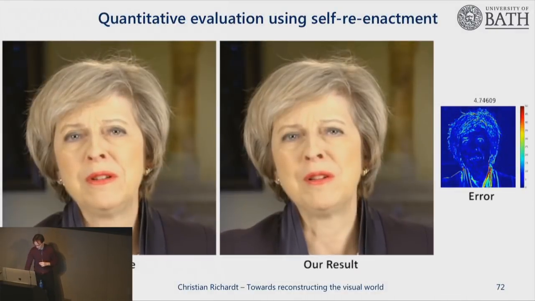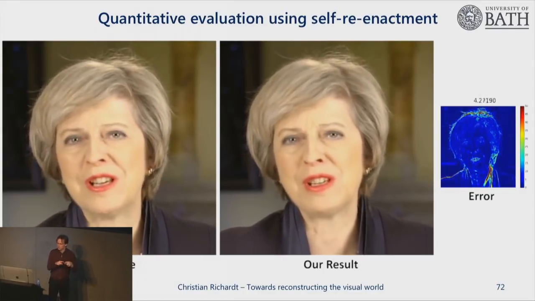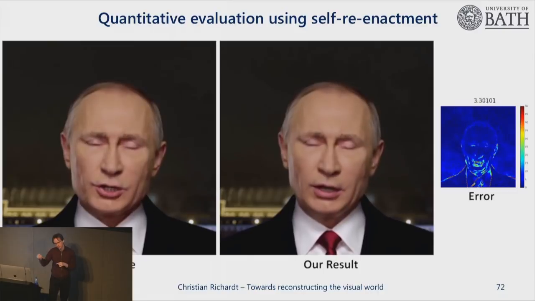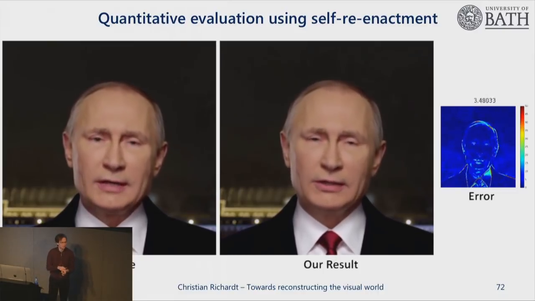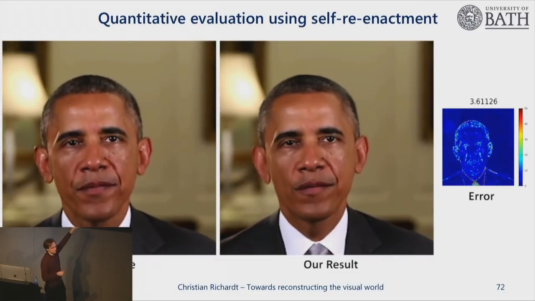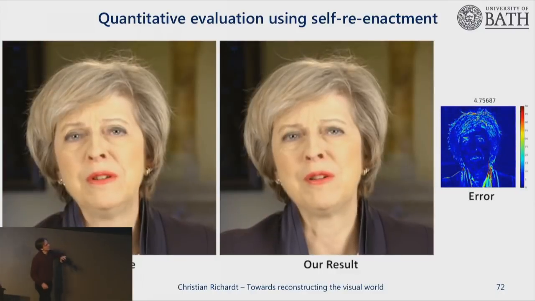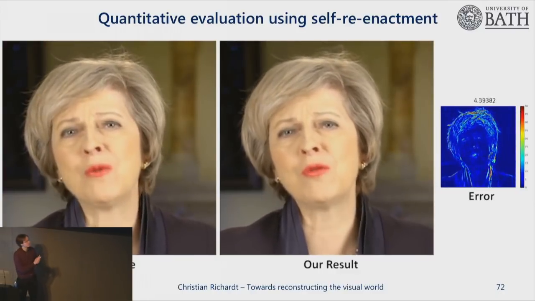So here's a comparison using self-reenactment. We use a longer sequence. We train our network on the first half, and then we try to recreate the second half based on the tracking of that. The reference is what it looks like as a real video, and this is our self-reenactment result. And you can see that there are very small errors between them.